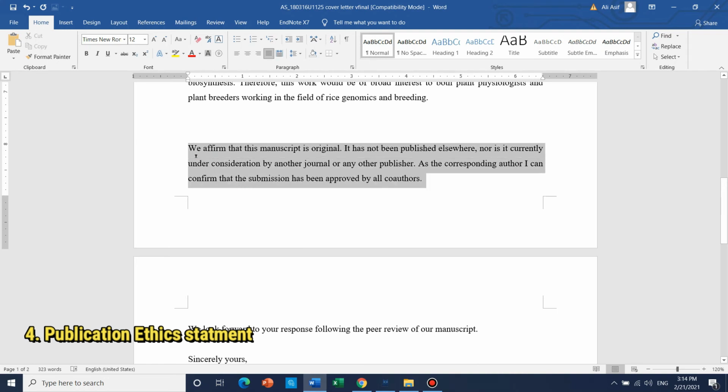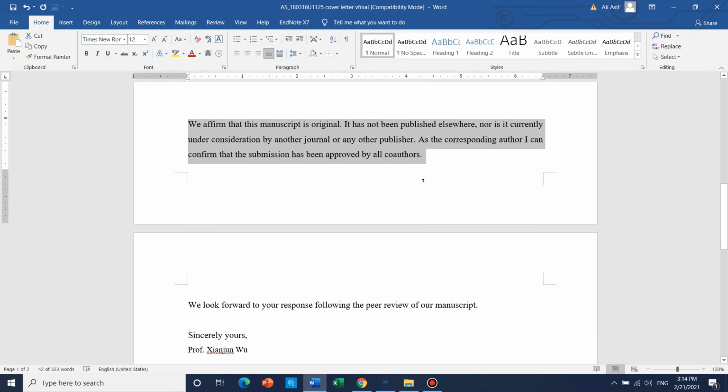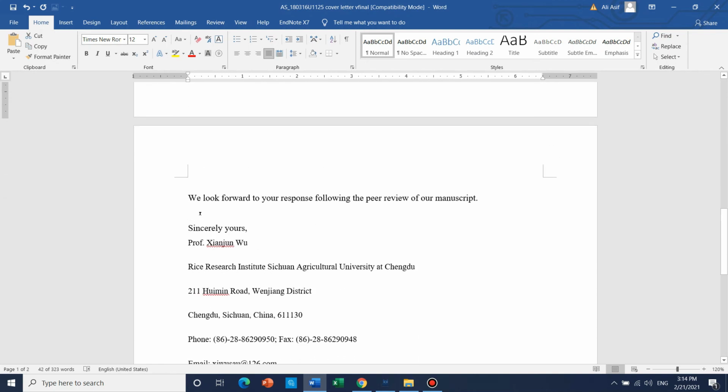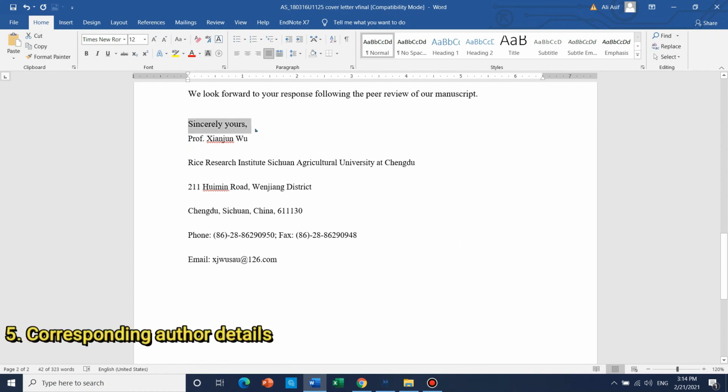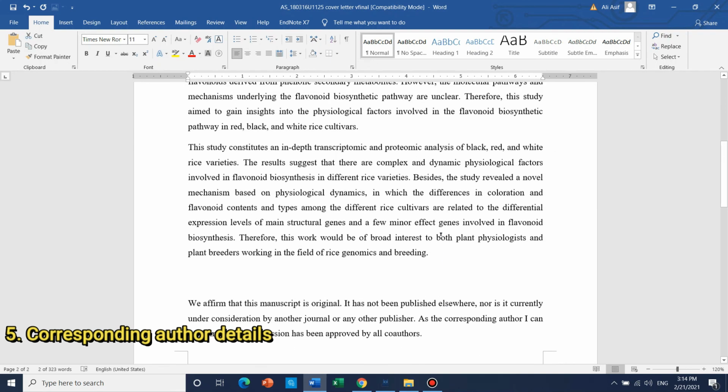These lines must be written because scientific ethics demand this: if you want to submit an article to a journal, that article should not be under review or consideration in any other journal, because one manuscript should be submitted to only one journal at a time. This is the last part. Here you need to give the information of the corresponding author, like name, institute, university address, and email. That's all.